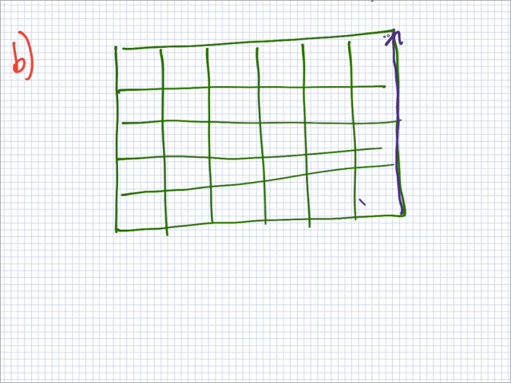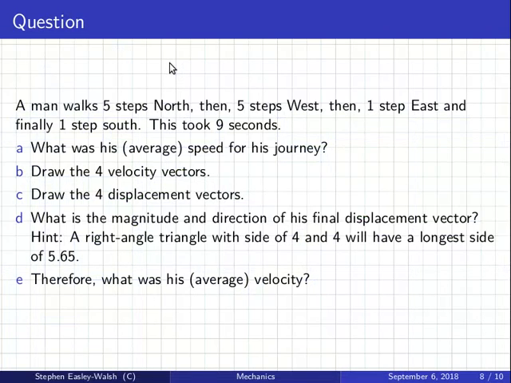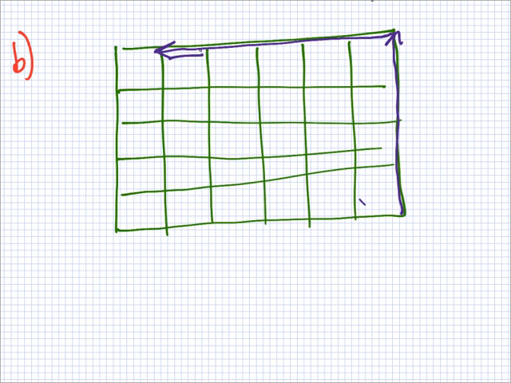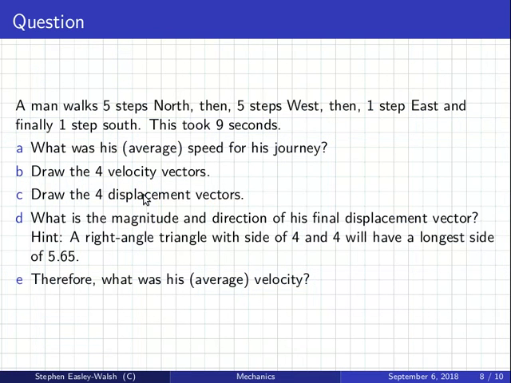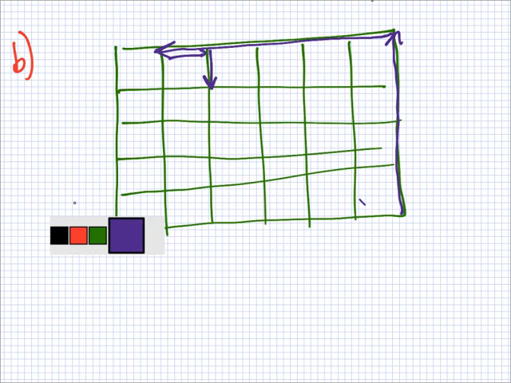5 steps north. 1, 2, 3, 4. 5 steps west. 1 step east. And 1 step south. Yeah, okay. Draw the displacement vectors. Okay, so displacement vectors now.